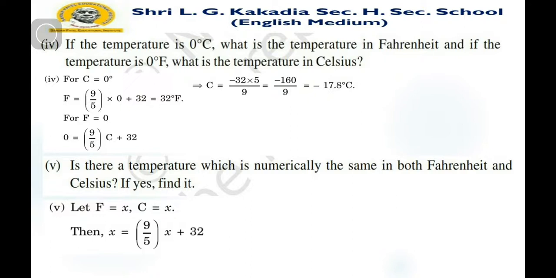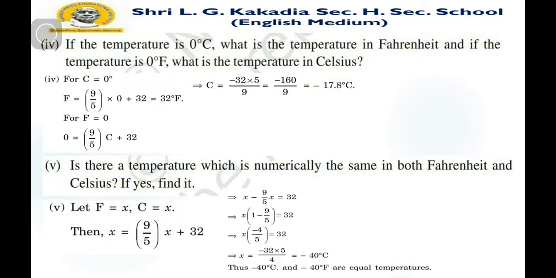Then x = 9/5 x + 32. Then we get x minus 9/5 x = 32. We take the common term x: x(1 minus 9/5) = 32. Then we get x times (minus 4/5) = 32. Then x = minus 32 into 5/4 = minus 40 degrees Celsius. So minus 40 degrees Celsius and minus 40 degrees Fahrenheit are the same temperature.